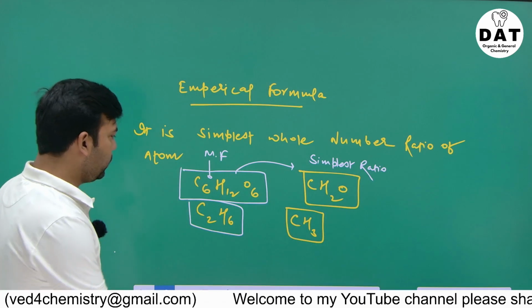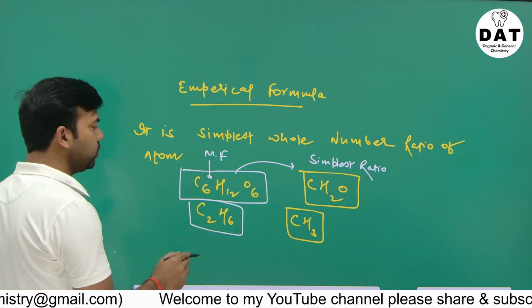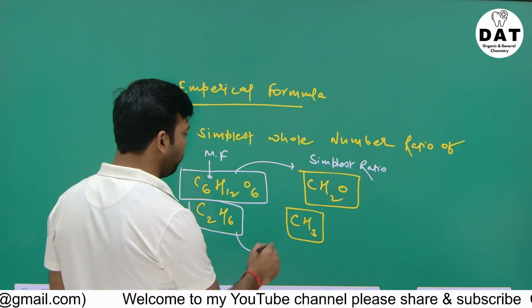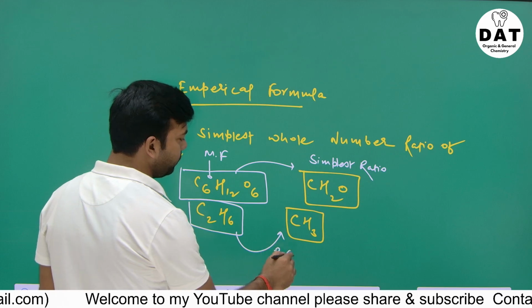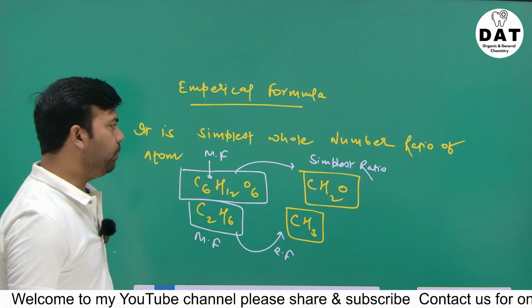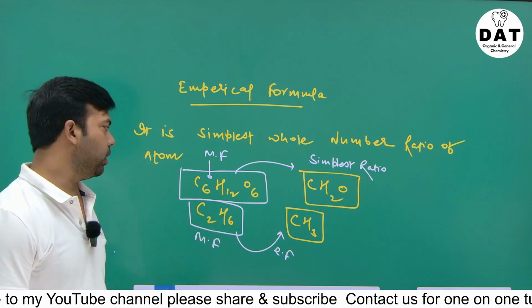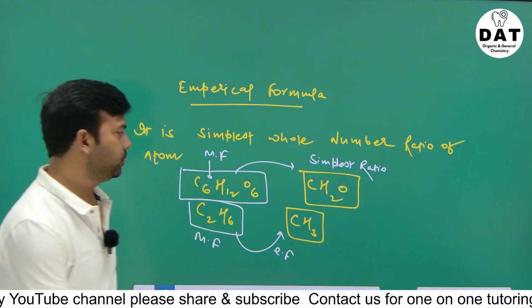If you look at C2H6, the smallest number is 2. If you divide both atoms by 2, you will get CH3. This is the empirical formula, and this is my molecular formula. So the empirical formula is the simplest whole number ratio of the molecular formula. Makes sense?